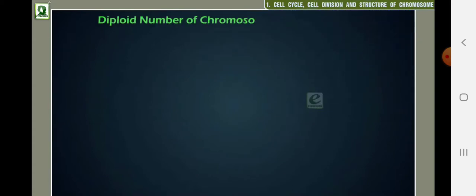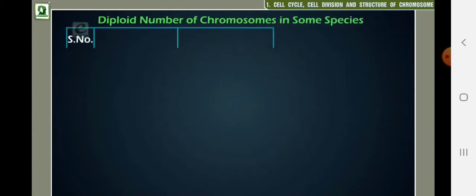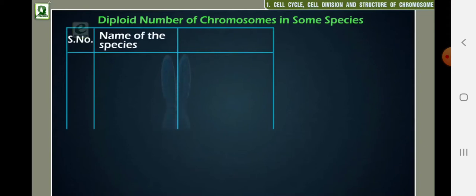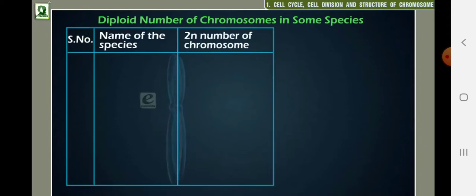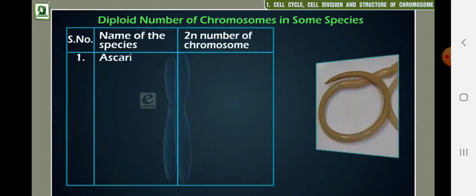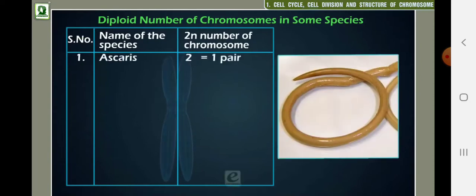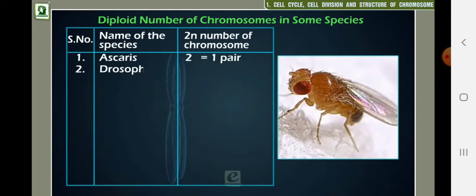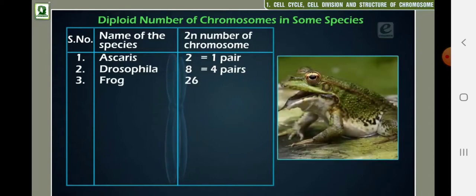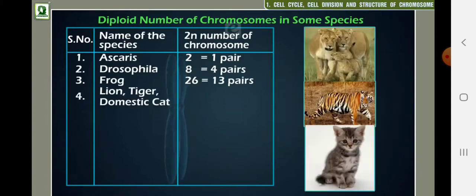Diploid number of chromosomes in some species. Name of the species: 2N number of chromosomes. Ascaris, 2, which is equal to 1 pair. Drosophila, 8, which is equal to 4 pairs. Frog has 26 chromosomes, that is 13 pairs. Lion, tiger, and domestic cat have 38, that is equal to 19 pairs.